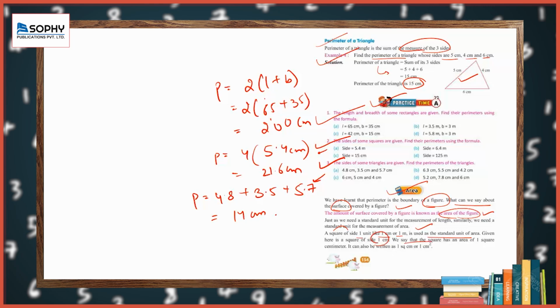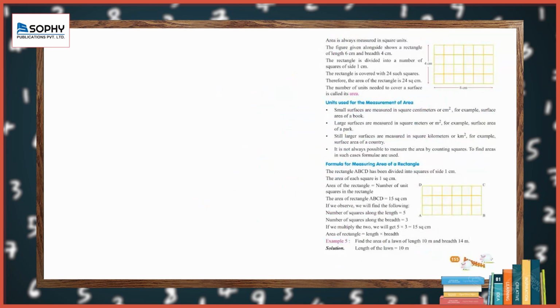We can say that square has an area of 1 square centimeter, and it can also be written as 1 square centimeter or 1 centimeter square. Now area is always measured in square units, students. The figure alongside has length 6 centimeter and breadth of 4 meter. Now the rectangle is divided into a number of squares and each square has a side 1 centimeter. The rectangle is covered with 24 such squares, so the area of rectangle is 24 square centimeter.